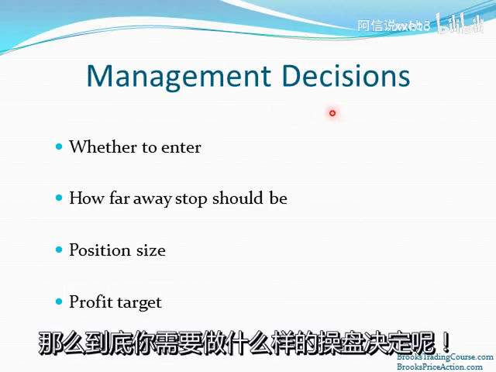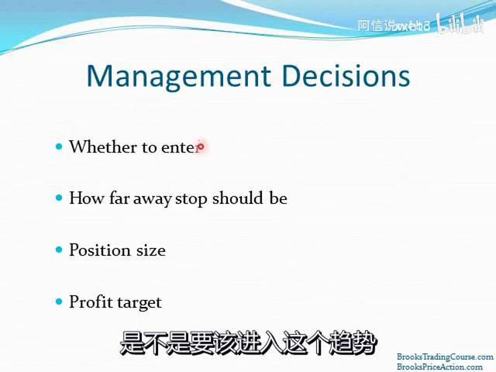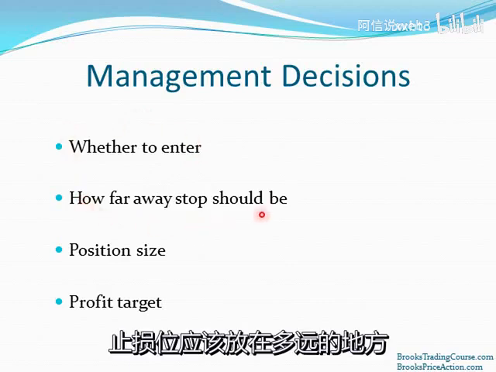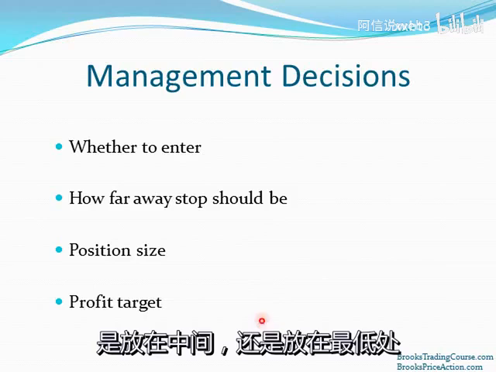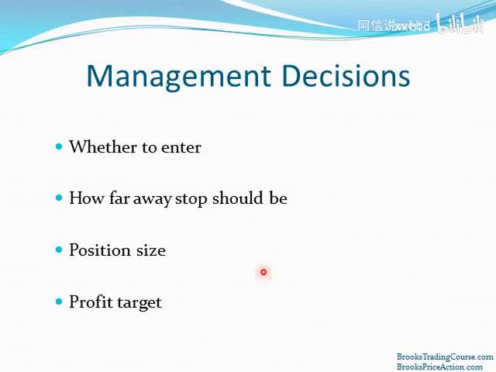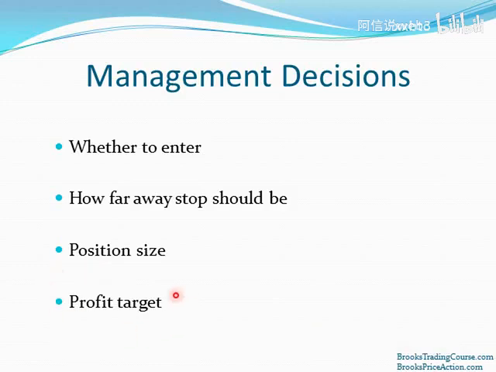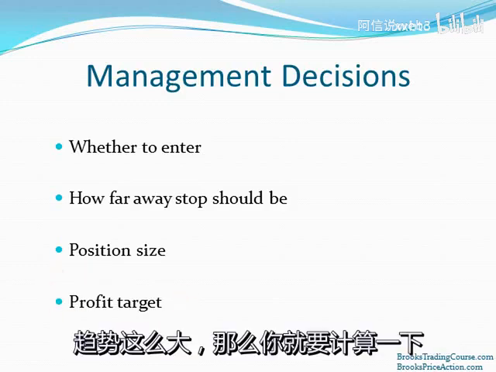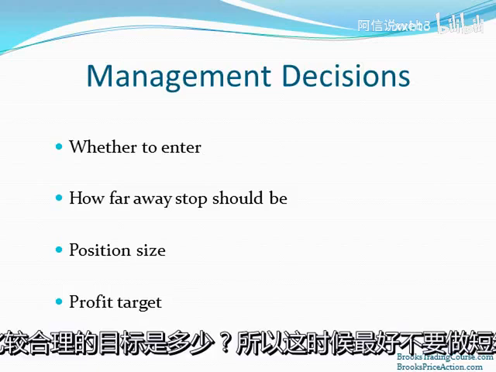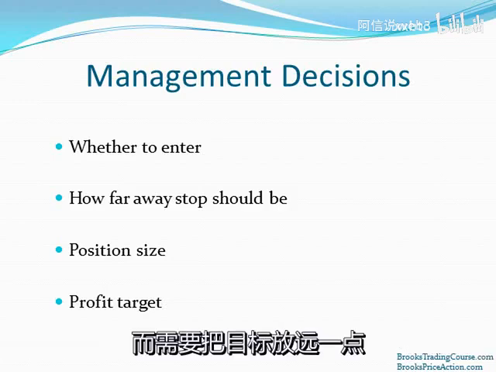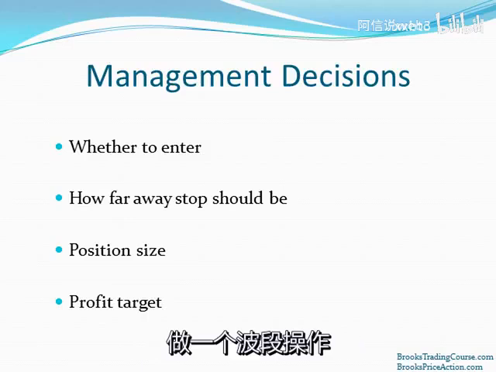What kind of management decisions do you have to make? Whether to enter the trend or not. How far away should the stop be? Should it be all the way at the bottom of a bull spike, or maybe halfway, or below some one big bar within the bull spike and not below the entire spike? Your position size, you have to change that if your risk is bigger. Profit target. Since the trend is strong, you have to do some calculating as to what a reasonable target is. Instead of just going for a scalp, you probably should swing for a target that's much larger than what you typically try to attain.